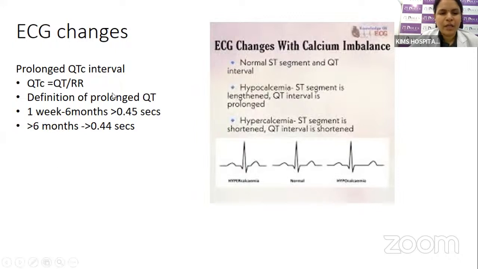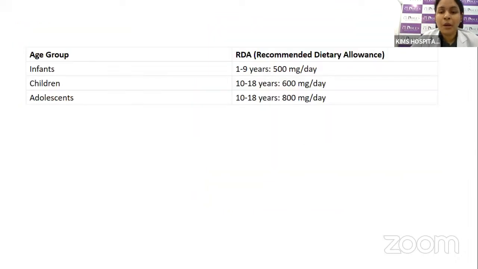So for example, if the interval between the R waves in a certain baby's ECG is equivalent to around 20 small squares, each small square represents 0.04 seconds. So we'll multiply 20 into 0.04, which gives us 0.8. So if you divide the QT interval by root of 0.8, that gives us the QTc or corrected QT interval. So based on this calculation, a QT interval more than 0.45 seconds until 6 months and anything more than 0.44 seconds above 6 months is considered to be prolonged QT interval.